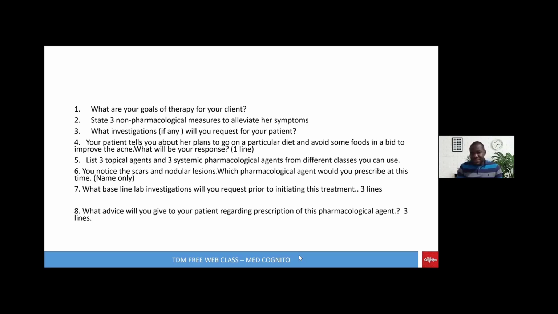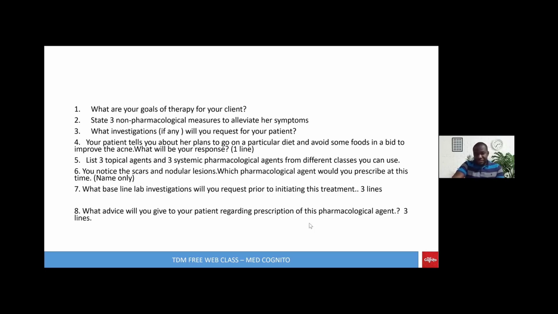I see OCPs, I see Eteritin, okay. All right, good. So let's move on to question 6. Question 6 is saying that you notice the scars and nodular lesions. Now, which pharmacological agent will you prescribe at this time?